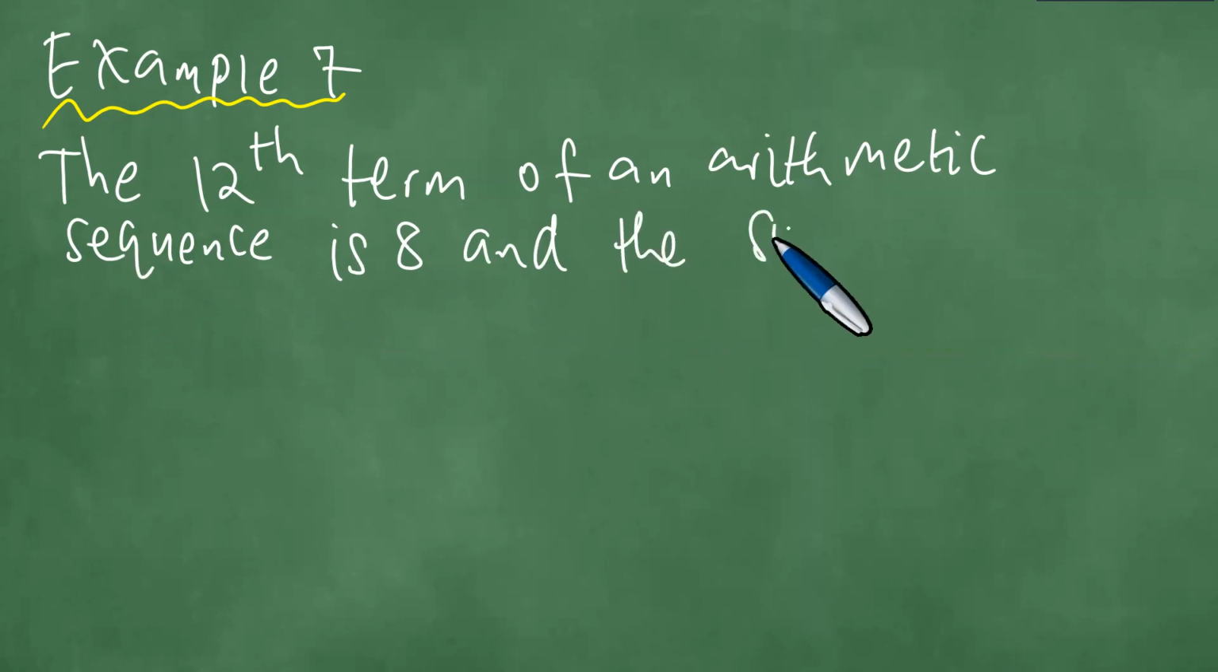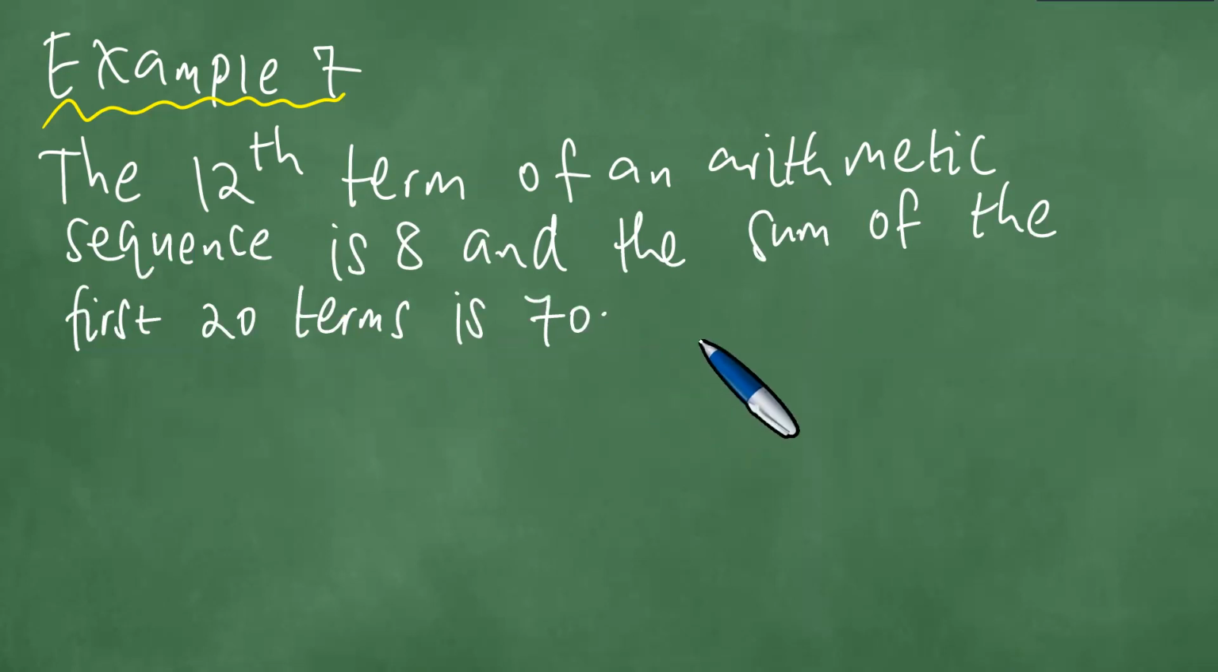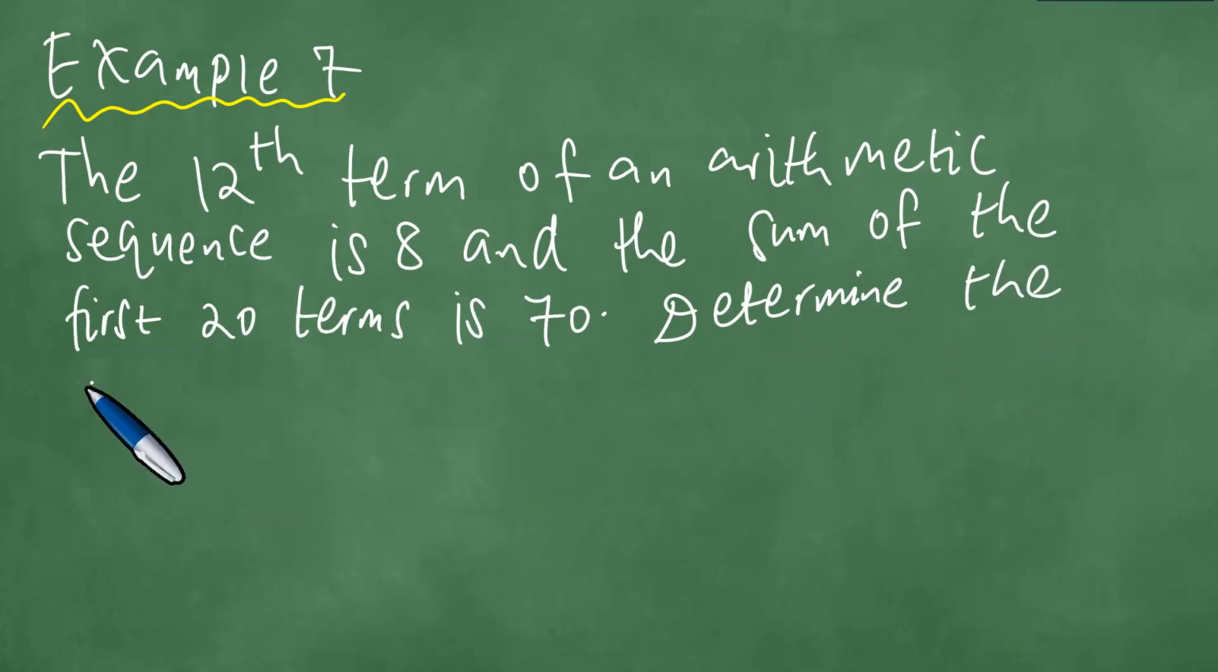And the sum of the first 20 terms is 70. Determine the sequence.